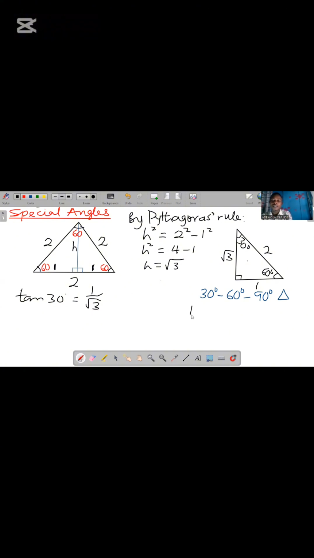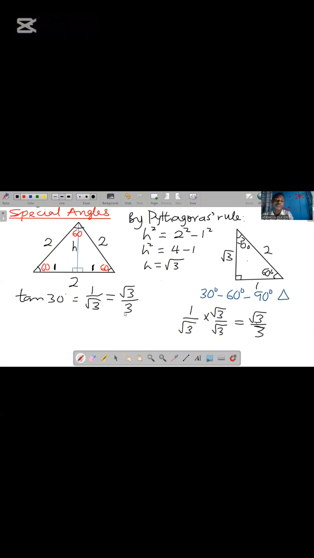And when we rationalize 1 over root 3, because the denominator is an irrational number, we multiply it by root 3 over root 3. Root 3 over root 3 is like we are multiplying the entire fraction by 1. So that's going to give us root 3 over 3, because root 3 times root 3 is root 9, which is 3. So here we have root 3 over 3.